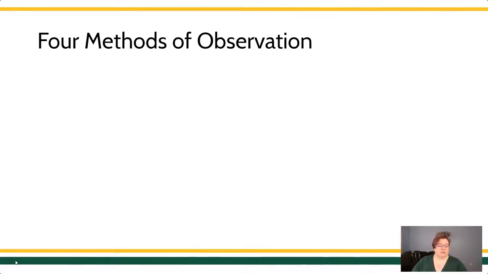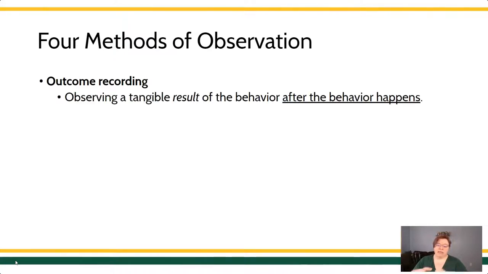in behavior analysis, in Miller's textbook at least, we're talking about four methods of observation. And we're going to break out one of these a little bit so that we're talking about more than four. We're going to actually talk about five. The four that I'm talking about here, of course, are outcome recording, where you're looking at a tangible physical result of the behavior once the behavior is done.